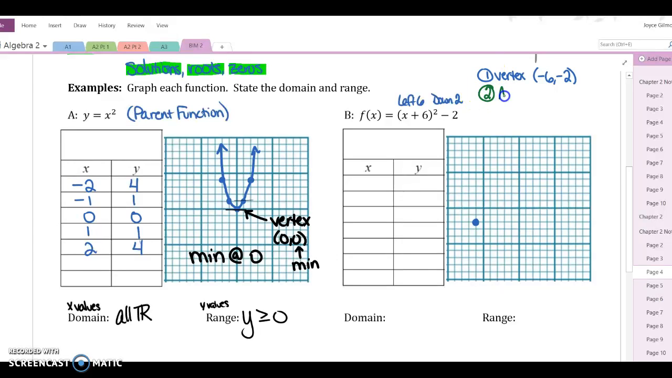Next, I'm going to draw in my axis of symmetry. Your axis of symmetry is x equals the x value of your vertex, and it's the vertical line that goes directly through your vertex. The axis of symmetry is helpful in the next few steps, so that's why we draw it in.